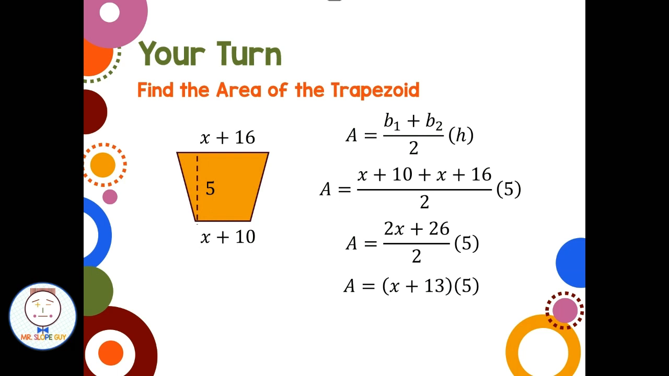So 5 multiplies x to give us 5x. 5 times 13 gives us 65. And 5x and 65 cannot be added. They are not like terms. So the area of our trapezoid is 5x plus 65.